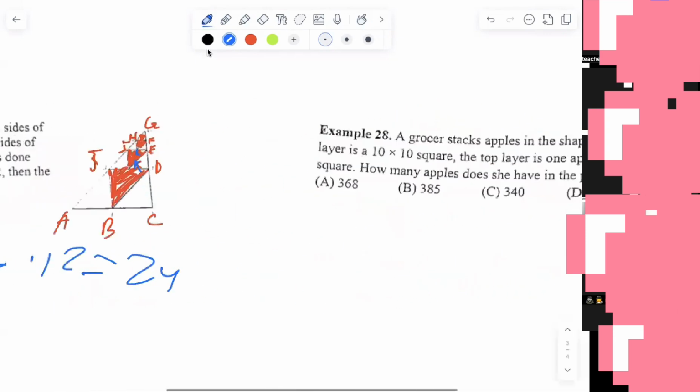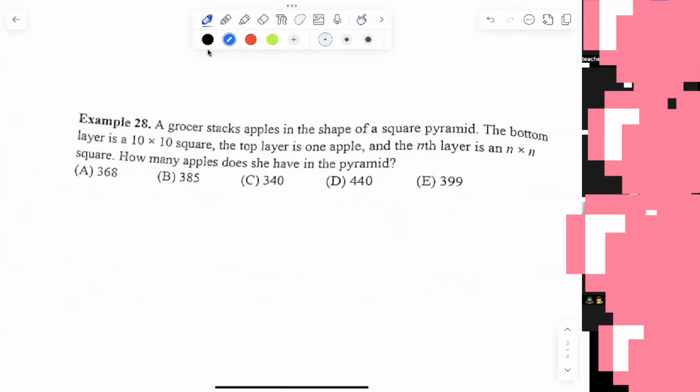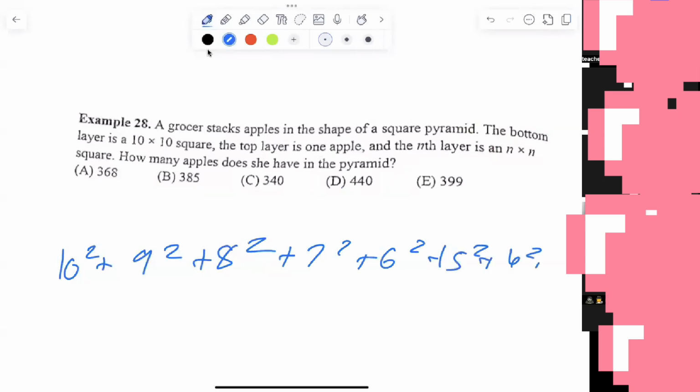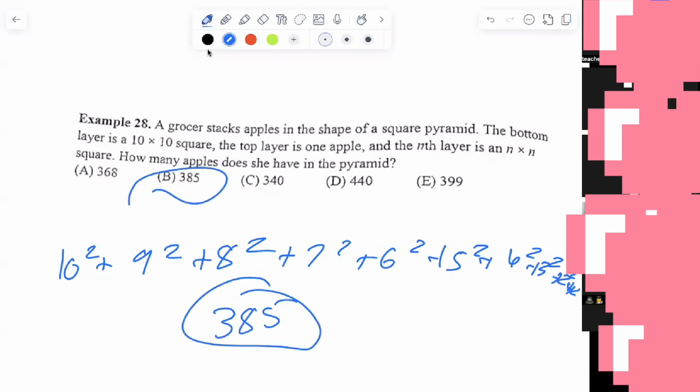Now the last question, example 28. A grocer stacks apples in the shape of a square pyramid. The bottom layer is 10 by 10, the top layer is 1 by 1, and the nth layer is n by n. Basically, the sum of squares again, which is just 10 squared plus 9 squared plus 8 squared plus 7 squared plus 6 squared plus 5 squared plus 4 squared plus 3 squared plus 2 squared plus 1 squared. So I'll just tell you that sum right away is basically 385, which means the total answer is going to be 385 or B.